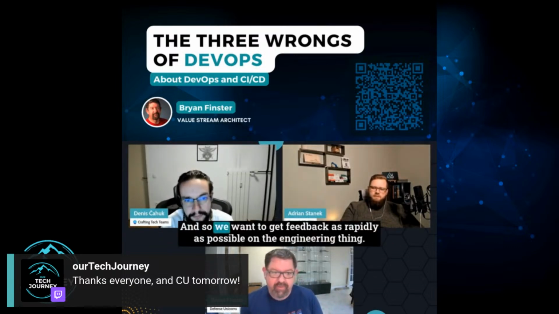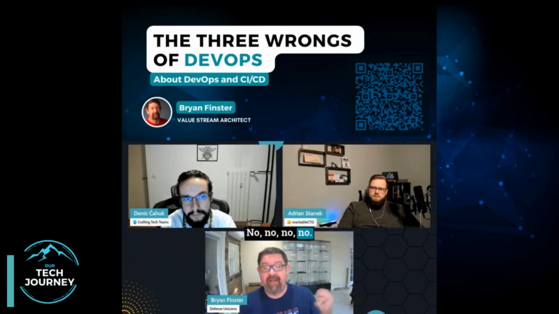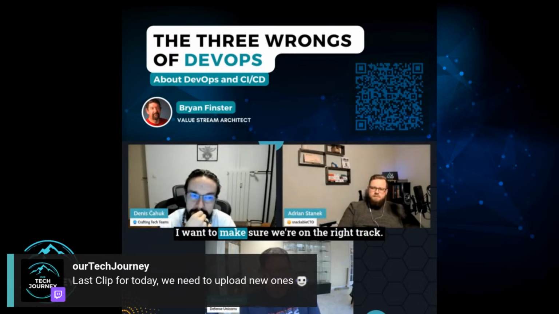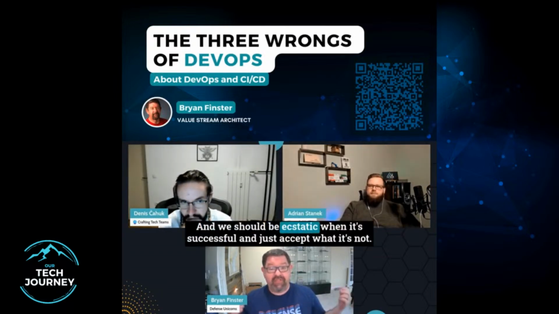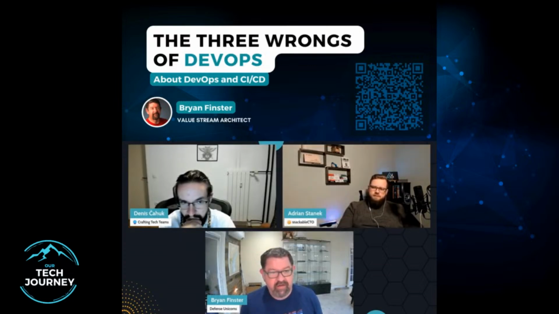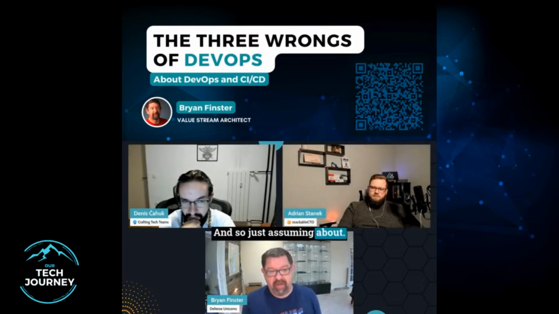Yeah. And so we want to get feedback as rapidly as possible on the engineering side. People tell me there's no value in delivering anything until it's feature complete. No. I know it's stable. I want to make sure we're on the right track. I don't want to invest too much money in this idea. I don't want to assume my idea is correct. I want to assume my idea is incorrect. It's a scientific experiment. I'm trying to invalidate the hypothesis. And we should be ecstatic when it's successful and just accept when it's not. And then how do we change course to chase the value instead of just assuming value?